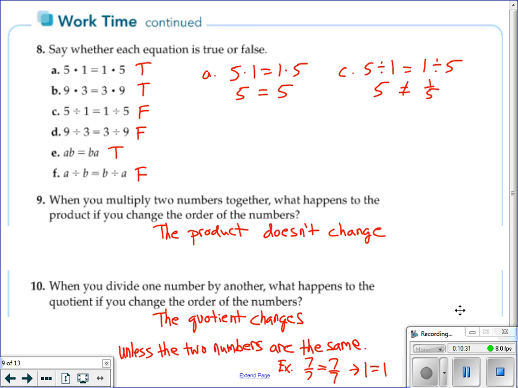For number 10, when you divide one number by another, what happens to the quotient if you change the order of the numbers? Well, the quotient is going to change. If you change the order in which you divide two numbers, you will get a different answer. And again, the only time this isn't true is if the two numbers are the same. So the only time I can switch the order of dividing two numbers and get the same answer is if they're both the same. So for an example, like 7 divided by 7 would be 1. Well, if I switch those 7s around, it's still going to be 7 divided by 7, which is still going to be 1.